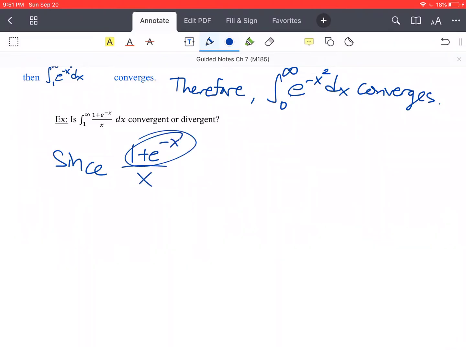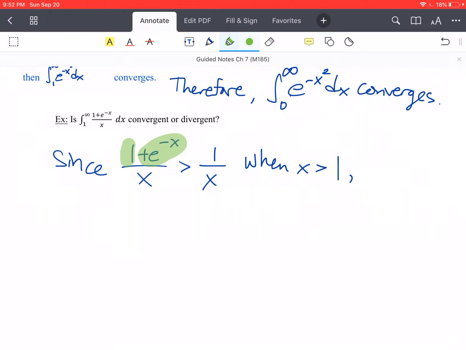Now the e to the negative x, that is going to be a positive value, because we're going from 1 to infinity. So we're going to be adding up some value to 1, which means that this function must be bigger than 1 over x when x is greater than 1. Right, so hopefully everybody sees that. Because this value will always be positive, it'll be small, but it'll be positive, being added onto 1 above this x, that's going to be bigger than 1 over x anytime we have an x value greater than 1.